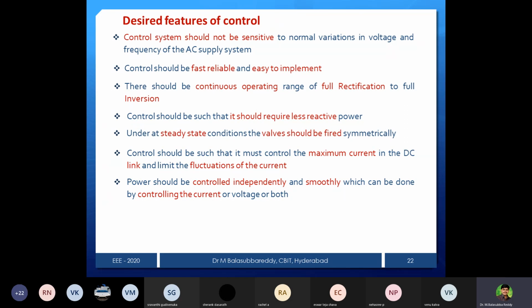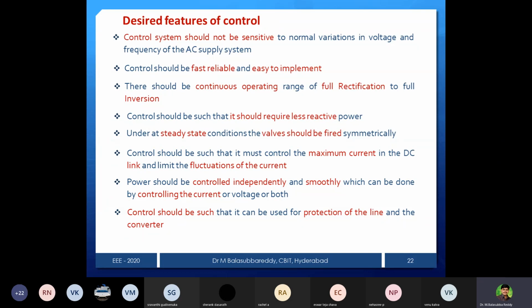So that is the reason: controlled independently and smoothly, which can be done by controlling the current or by controlling the voltage or by controlling both. It has to be performed independently and smoothly. And control should be such that it can be used for protection of the line and the converter. That controller also needs to consider the protection of the transmission line and converter.